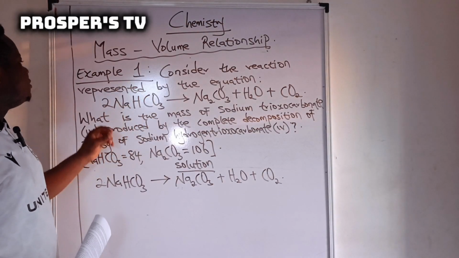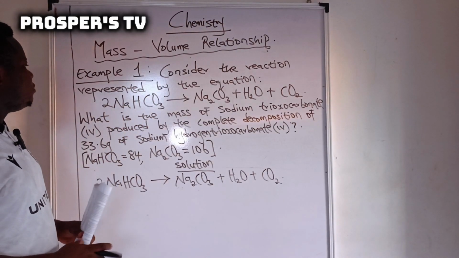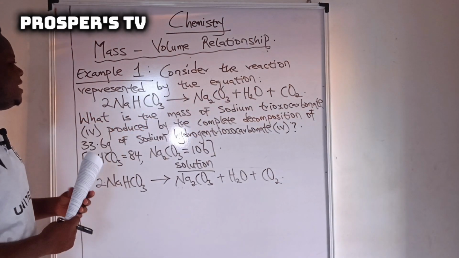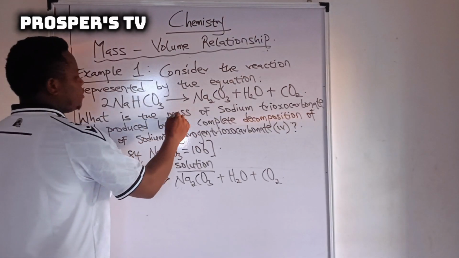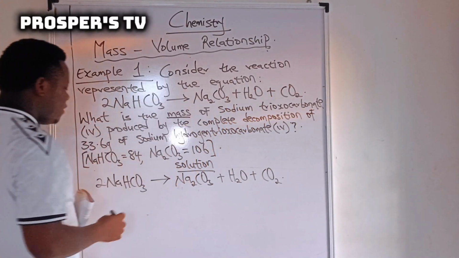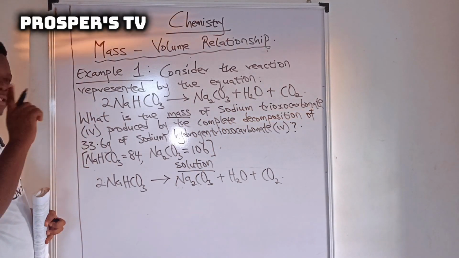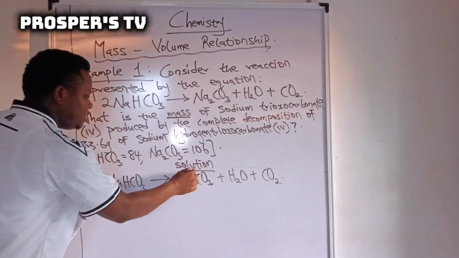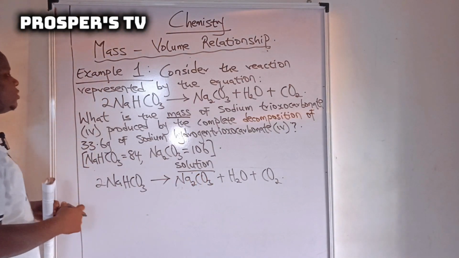Let's consider the reaction represented by the equation. We're given a reaction, and then the question is, what is the mass? So be taking note of these key terms. What is the mass of sodium carbonate, Na2CO3? I told you to always pay attention to the chemical species mentioned in the question. So they mentioned this particular compound, sodium carbonate.